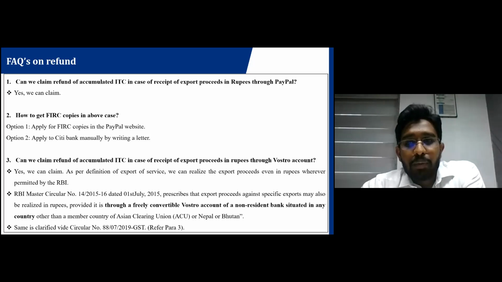In some cases, export proceeds will be received through Vostro account. Even in that case also, we can claim refund. It is already clarified by the department circular only. In case where you receive funds through Vostro account, you can claim refund, even in the absence of FIRC copies.